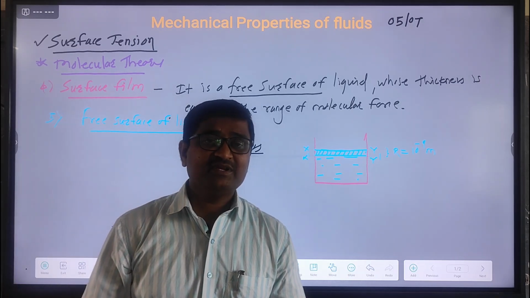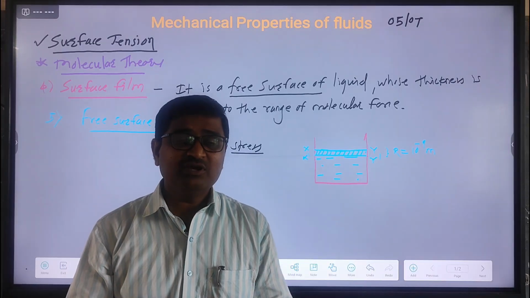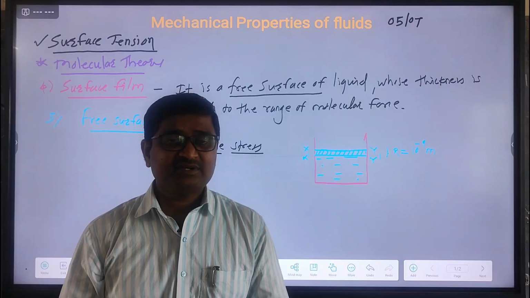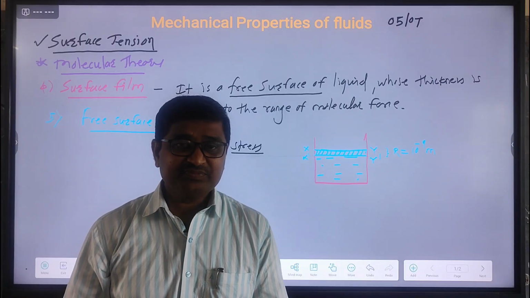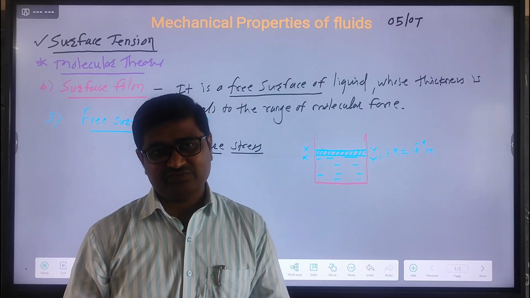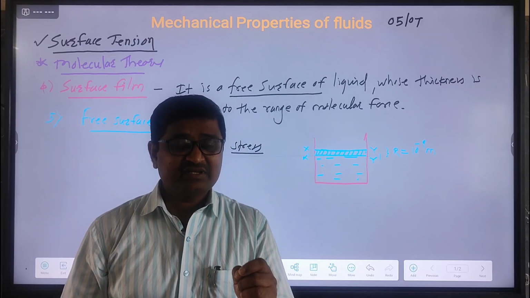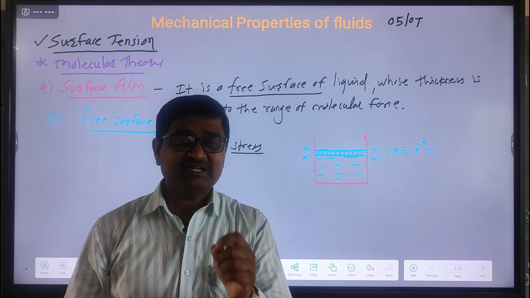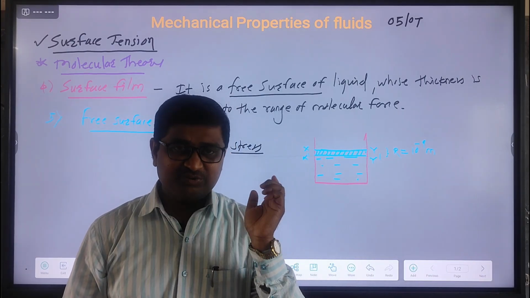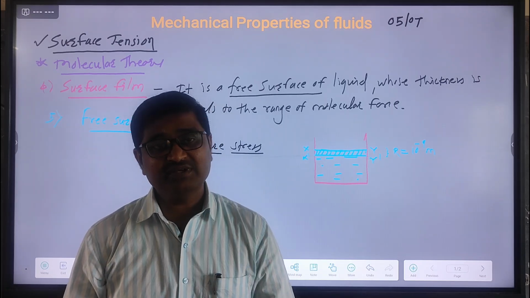After that we have discussed the definition of sphere of influence. It is an imaginary sphere drawn around the molecule whose radius is equal to the range of molecular force. So after that we have discussed the concept of surface film. It is a free surface of liquid whose thickness is equal to the range of molecular force. And finally we have discussed the free surface of liquid. It is a free surface, but that type of free surface does not experience any shear stress. So all those 5 important concepts, you remember this, that is a very important part according to the concept of surface tension.